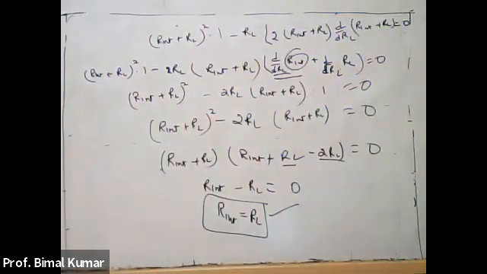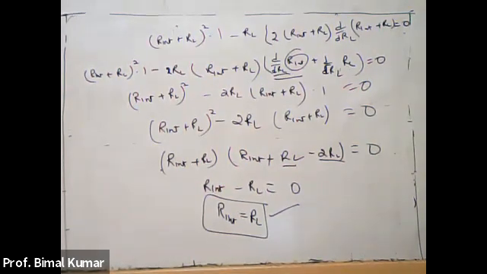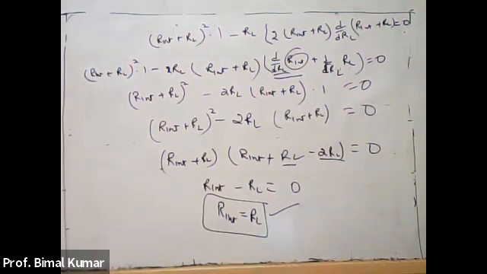So this is the proof of the maximum power transfer theorem, right? This is the proof of the maximum power transfer theorem, that when R internal is equal to the load resistance, at that time power transfer from the source to the load is maximum, right?